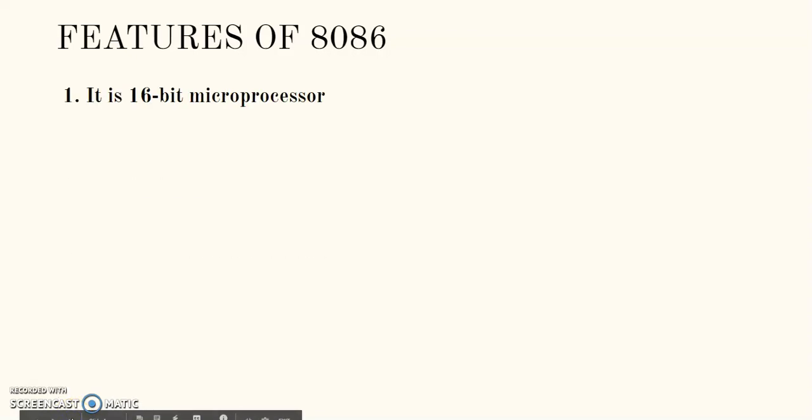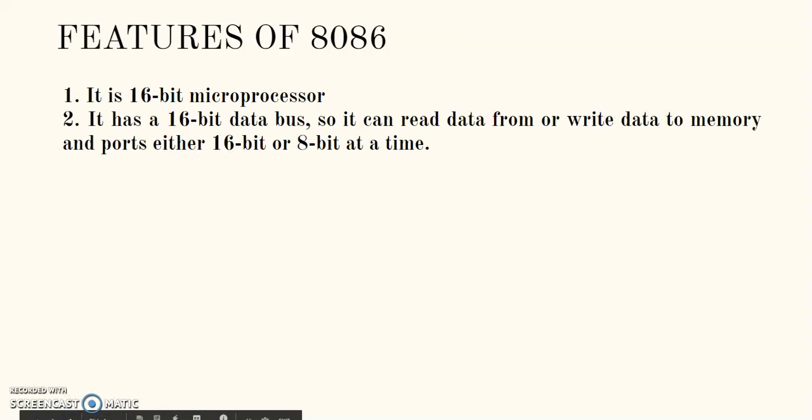8086 is a 16-bit microprocessor. Now, what's the reason for calling it a 16-bit microprocessor? The first thing, it has a 16-bit data bus. That means at a time, it can read or write data to the memory or to any other IO devices, which can be 16-bit or even 8-bit. So maximum it is 16-bit. That's why it is called a 16-bit microprocessor.